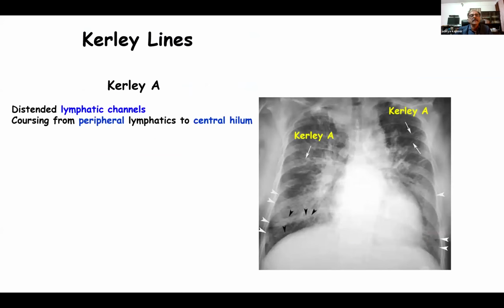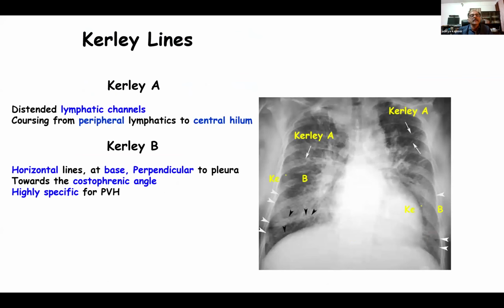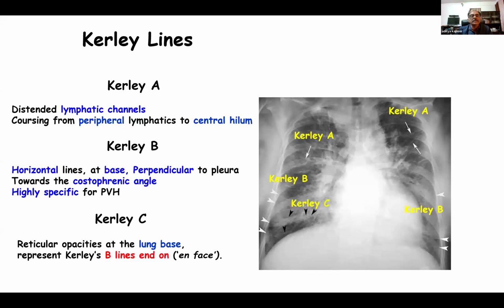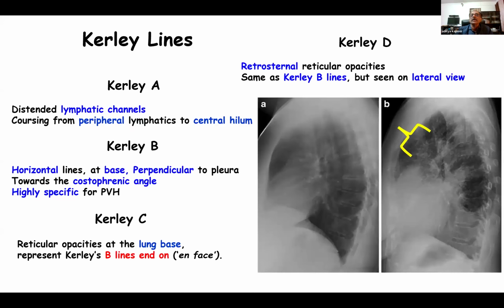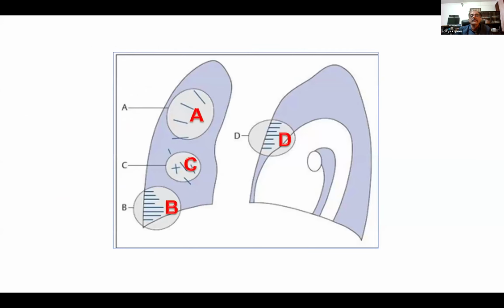Kerley lines, again, just to revise: Kerley A are running from the periphery to the central hilum. Kerley B, horizontal lines at the base. They are the ones which are highly specific for PVH. Kerley A is not. Kerley B is more specific for PVH. Kerley C is at the lung base. They are basically Kerley B lines end on. And there is also a Kerley D, which is the same as Kerley B, but seen on the lateral view. So reticular retrosternal opacities. So Kerley A, B, C, D.